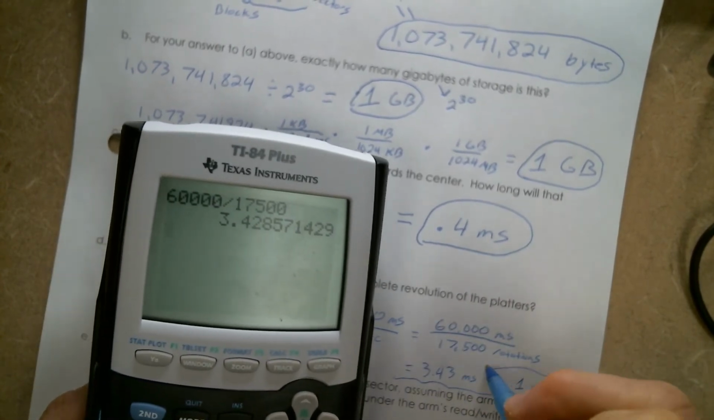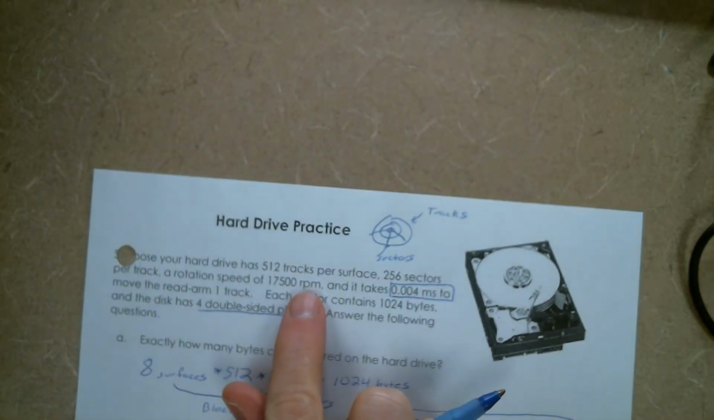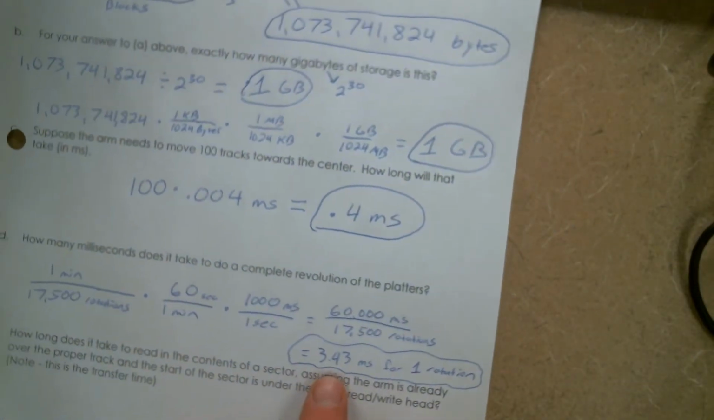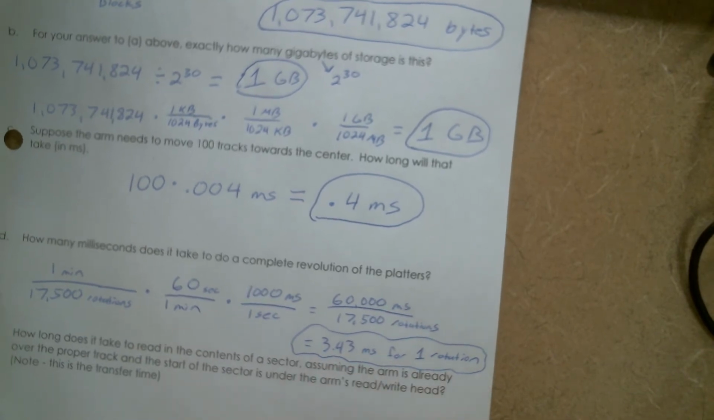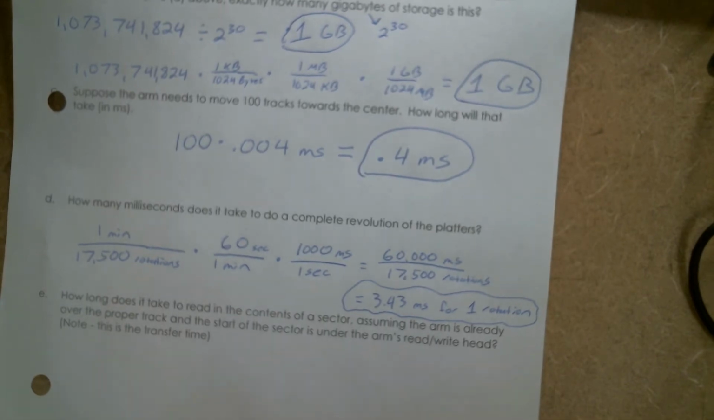All right, so again, 17,500 rotations per minute, which means that a single rotation is going to take us 3.43 milliseconds. All right, how long does it take to read in the contents of a sector, assuming that the arm is already over the proper track and the start of the sector is already under the arm's read-write head? So that means our seek and our latency is 0, and we're only worried about the transfer time.